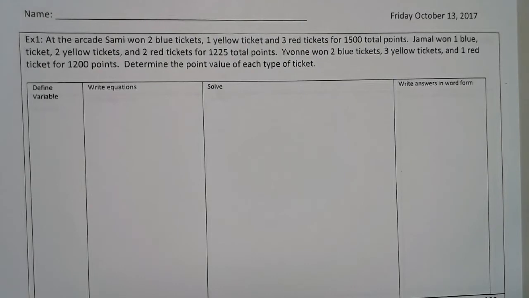All right, example 1. At the arcade, Sammy won 2 blue tickets, 1 yellow ticket, and 3 red tickets for 1,500 total points. Whoa, that was a bell. Jamal won 1 blue ticket, 2 yellow tickets, and 2 red tickets for 1,225 total points. Yvonne won 2 blue tickets, 3 yellow tickets, and 1 red ticket for 1,200 points. Determine the point value of each ticket.